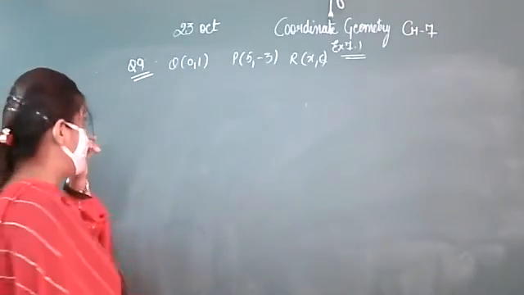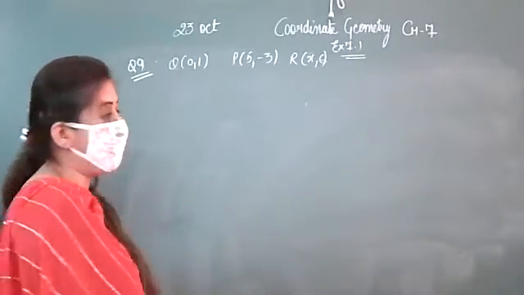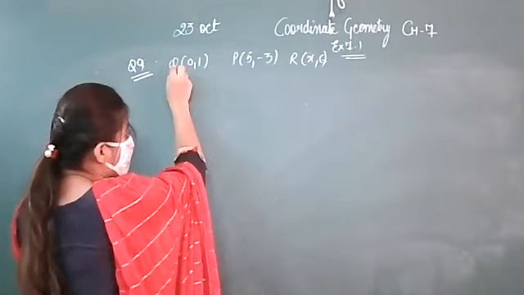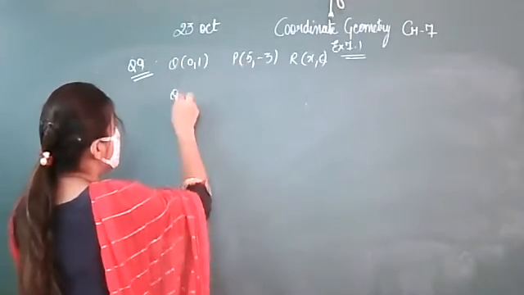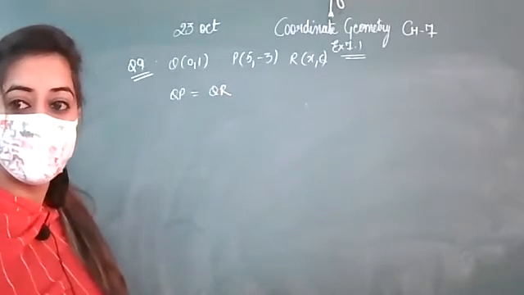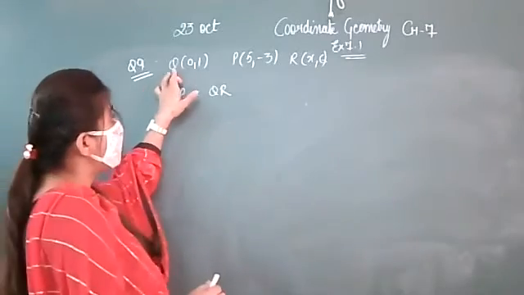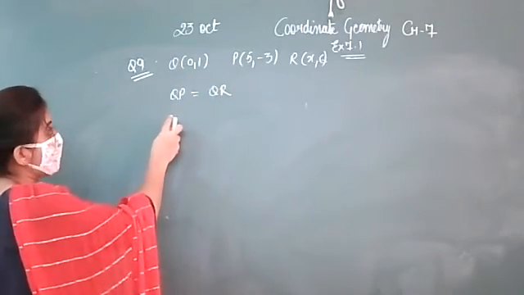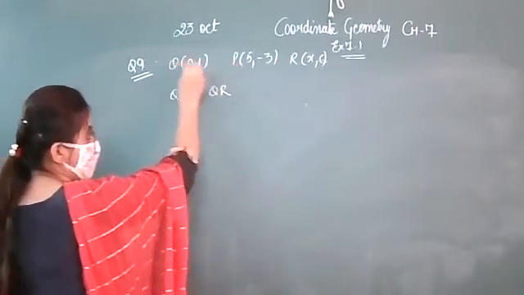Question number 9. This point Q is equidistant from P and R. What does it mean? It means that the distance of the points P and R from Q is the same. That means QP is equal to QR. Any doubt, beta? The distance of Q from P and R is the same. So it is the same as question number 7. Apply the distance formula on QP and QR.